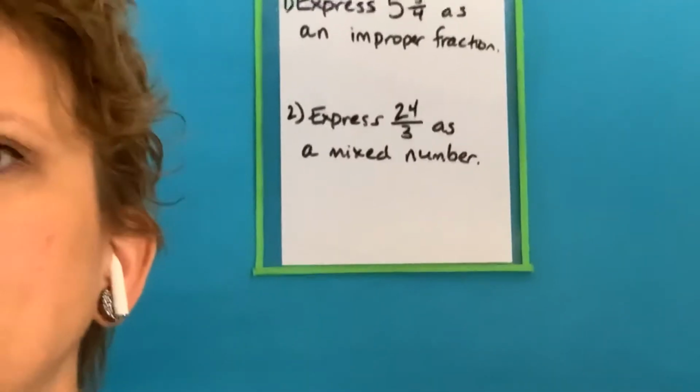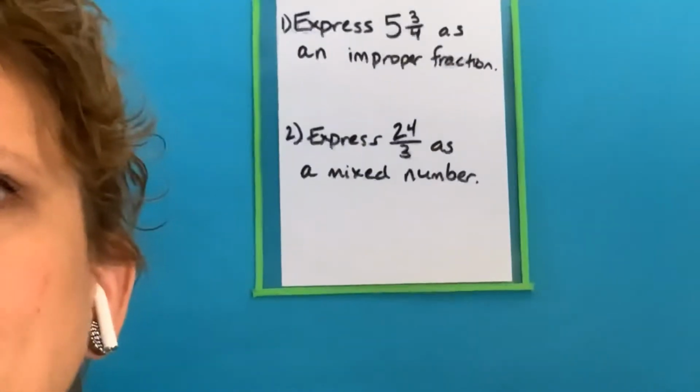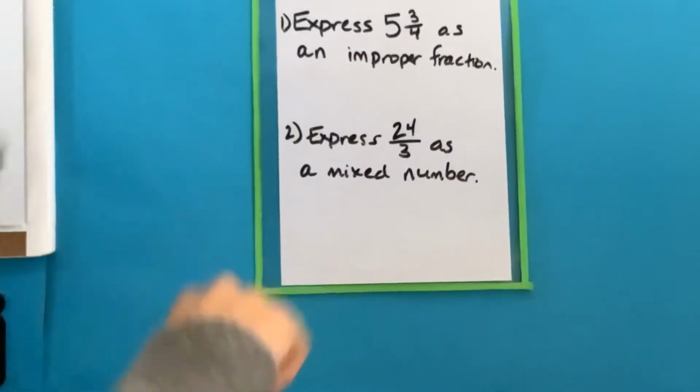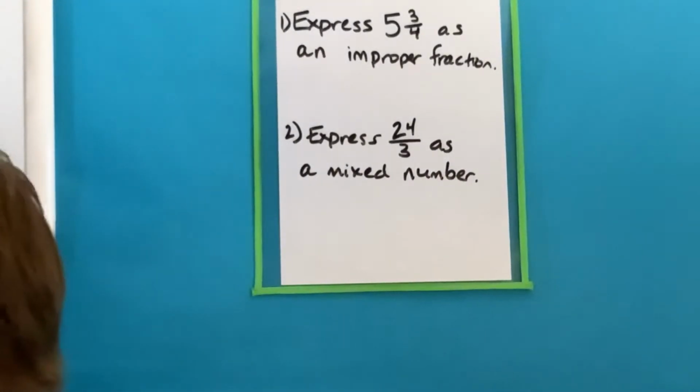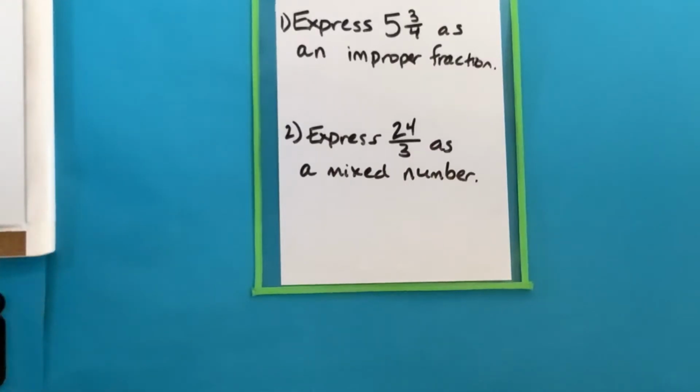Our warm-up exercises are building off of what we worked on last week. So I'm asking you to express 5 3/4 as an improper fraction, and express 24/3 as a mixed number. So please pause and find the answers and then come back and see how you did.